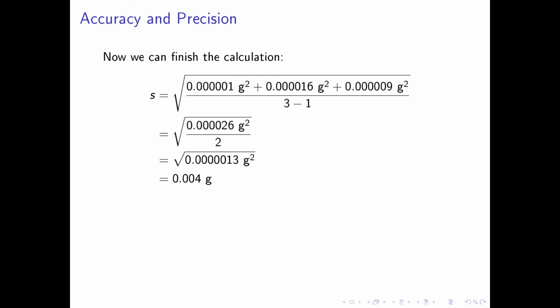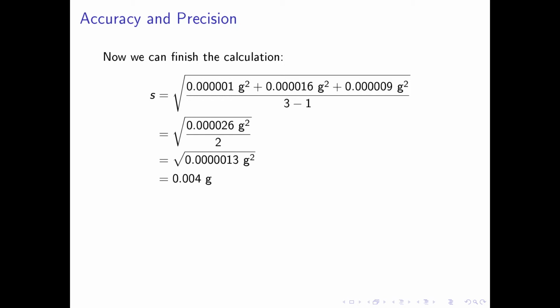At this point, we can finish the calculation. The first step is to sum all of our square deviations in the numerator and then divide by n minus 1, which is 3 minus 1 in this case. When we add up each of our square deviations, we get a value of 0.000026 square grams, divided by 2, or 3 minus 1. This gives us a value of 0.000013 square grams, which we then take the square root of, giving us our standard deviation, which is equal to 0.004 grams.